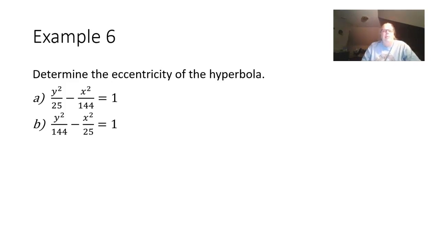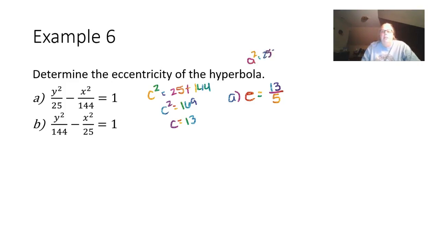Okay, first thing we need to know, we need to get our c, because we know c squared is equal to a squared plus b squared. That means c squared is going to be equal to 169. Therefore, c is going to be equal to 13. All right, for part A, the eccentricity e is going to be defined as our c divided by a, which in this case is going to be 5 because a squared is 25. That means a is going to be equal to 5.